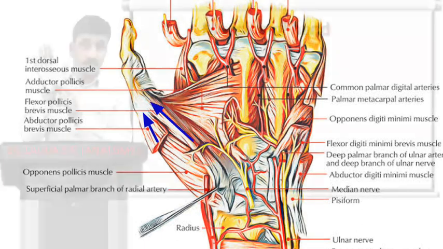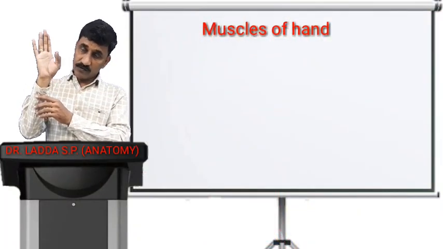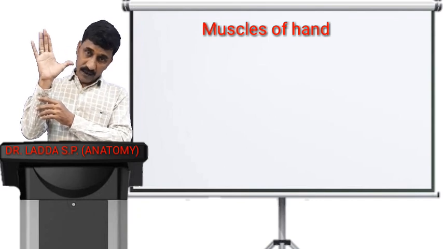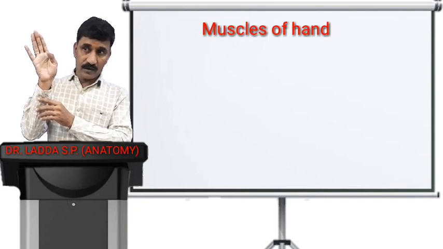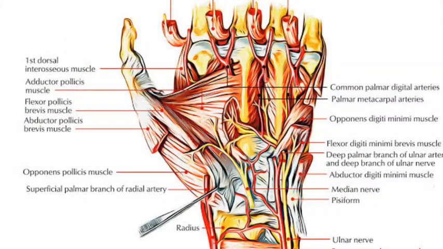For the flexion, do you know the flexion? This is flexion, this is extension. Flexion of the thumb, abduction of the thumb, flexion of the thumb. So one muscle of the thenar is abductor pollicis brevis. The second muscle of the thenar is flexor pollicis brevis. And the third muscle of the thenar, actually proper thenar, is opponens pollicis. So these are three muscles.